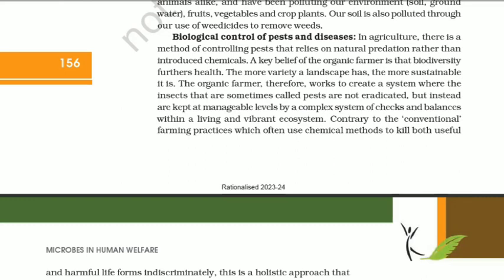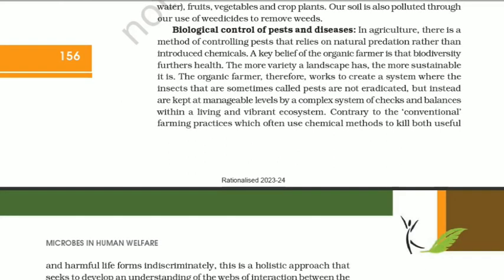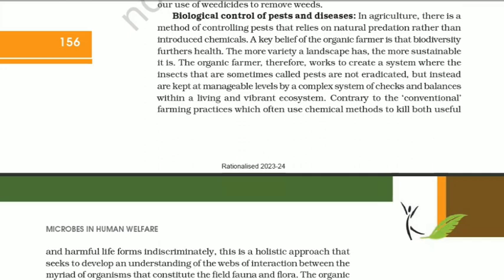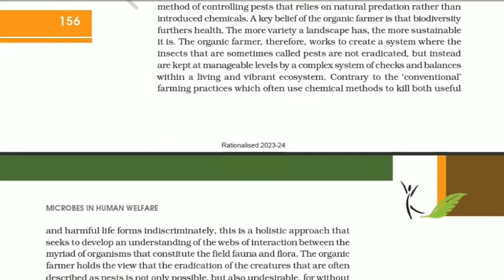Biological control of pests and diseases. In agriculture, there is a method of controlling pests that relies on natural predation rather than introduced chemicals. A key belief of the organic farmer is that biodiversity further helps.